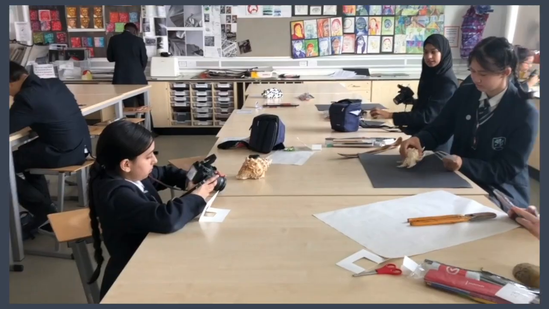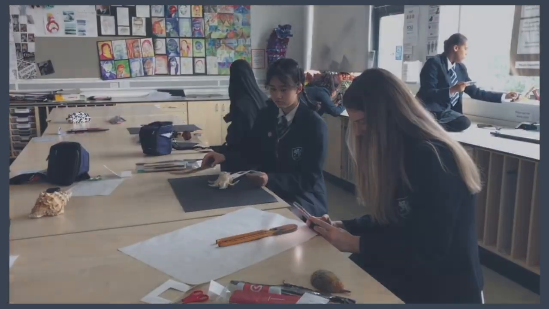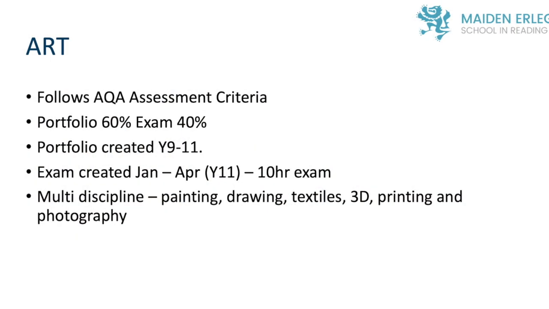So what is the difference between art and design and photography? Art follows the AQA assessment criteria, and for this you'll be expected to produce a portfolio of work. This will be about 60% of your grade, and within that portfolio there should be 2 to 3 units of work. You have to have 2 units of work, one kind of larger project and the other a slightly smaller project.